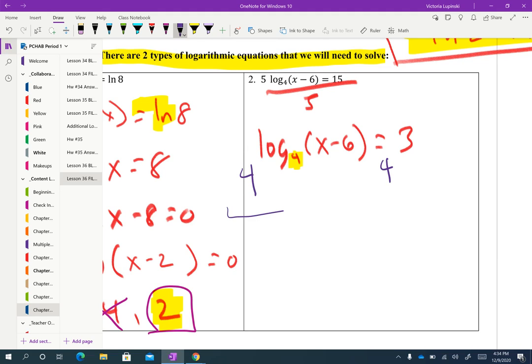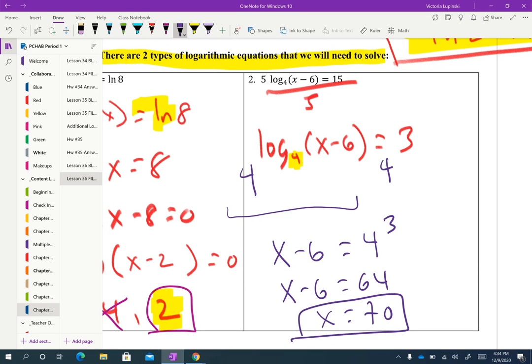Now over here on the right, 4 raised to the log base 4 of something. Again, that very first rule I showed you, the 4 and the log base 4 cancel to give you x minus 6. 4 to the third is on the right. 4 to the third is equal to 64. And if you add the 6, you're going to get an answer of 7.